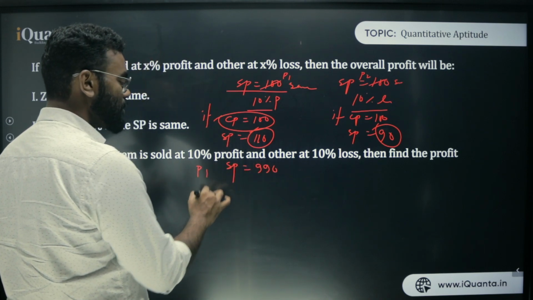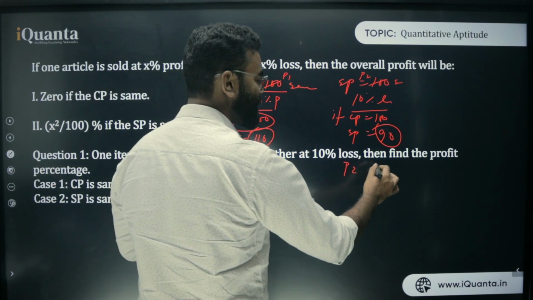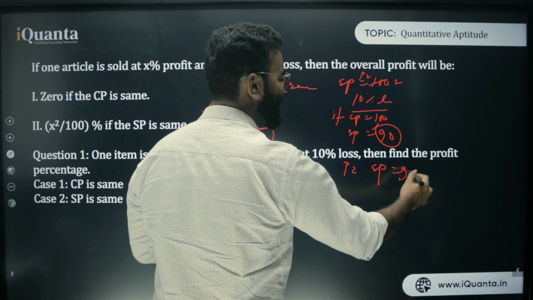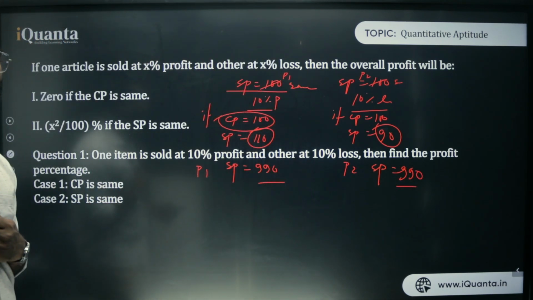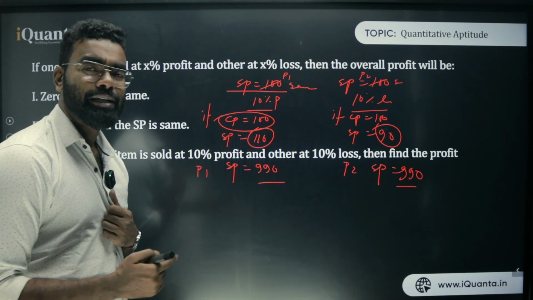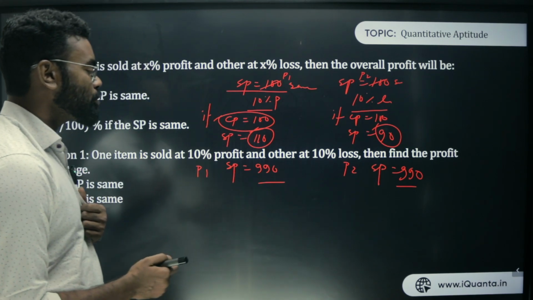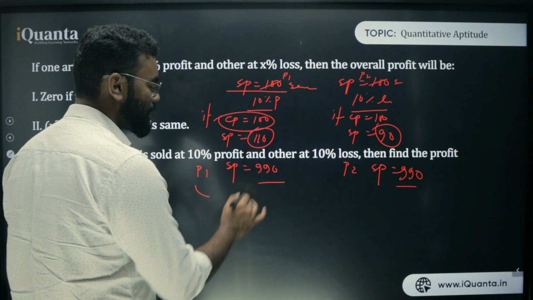That is for product 1. For product 2 also, the selling price, let's assume 990. I can assume anything, but I am assuming 990. You will understand why, because I won't indulge in too many fractions. That's why I have taken 990. So I'll show you how it is becoming 990 and it is the answer.